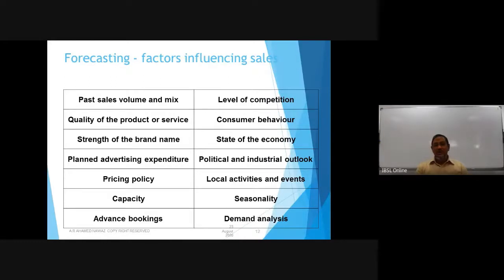Okay, so see the outlook, how is that? And local activities and events. These are seasonality, and these take both together. Local activities and events within that area. What are the activities going to play?